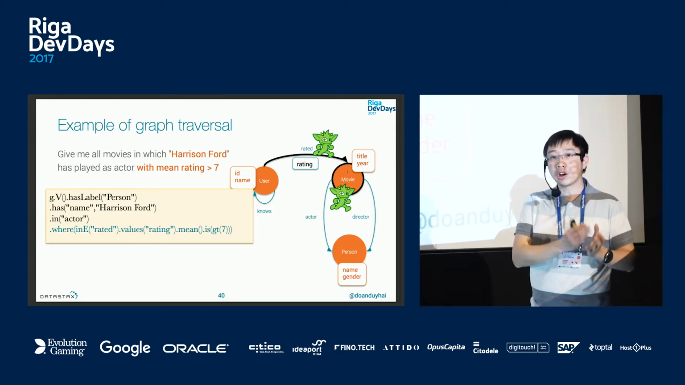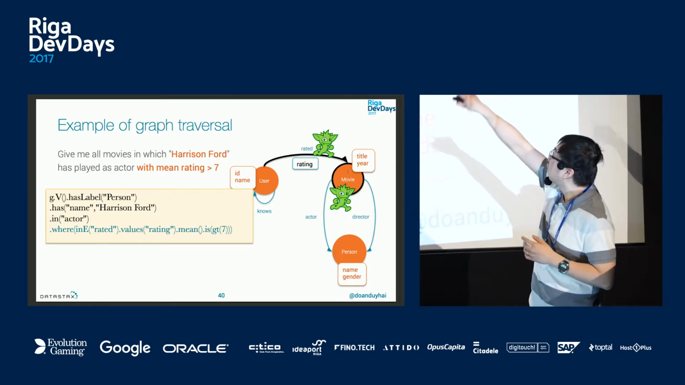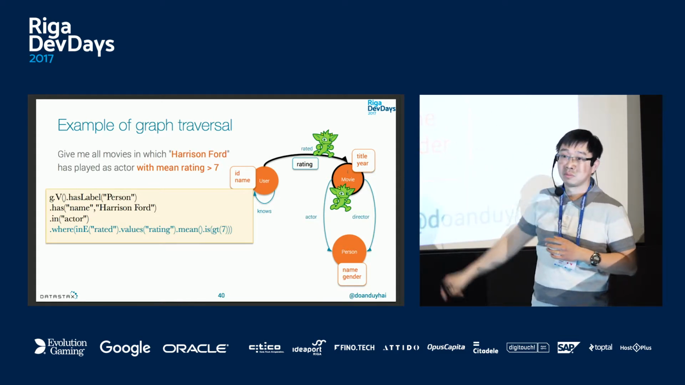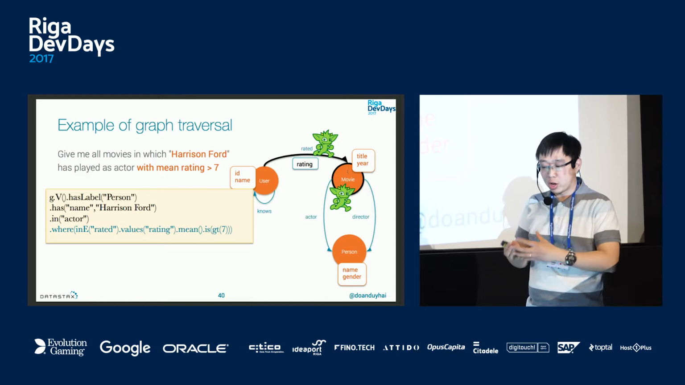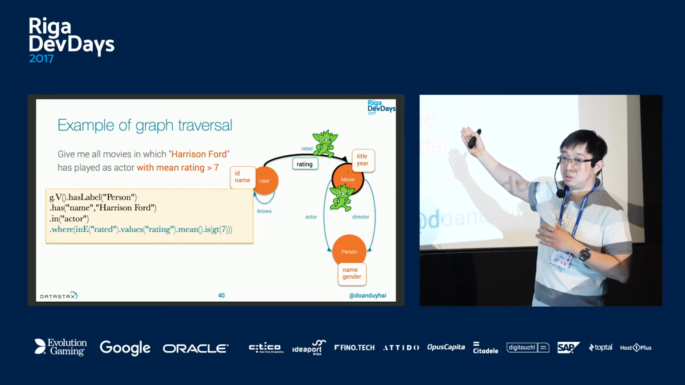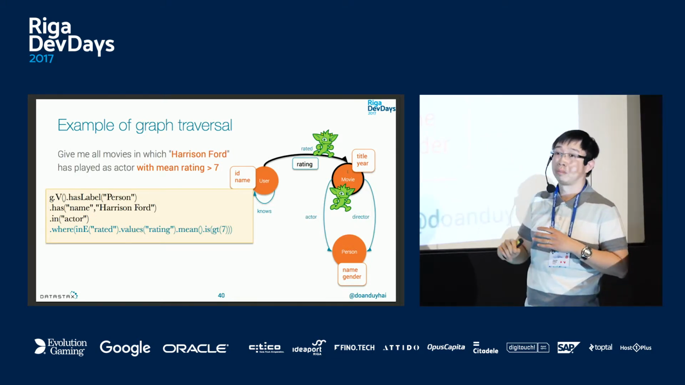So in fact, a query language with a graph is very visual. You are moving around from one vertex to another one, following some edges, right? And every time you create a query with a graph, you have to see your schema. If you don't have this schema, you will not be able to create this query.